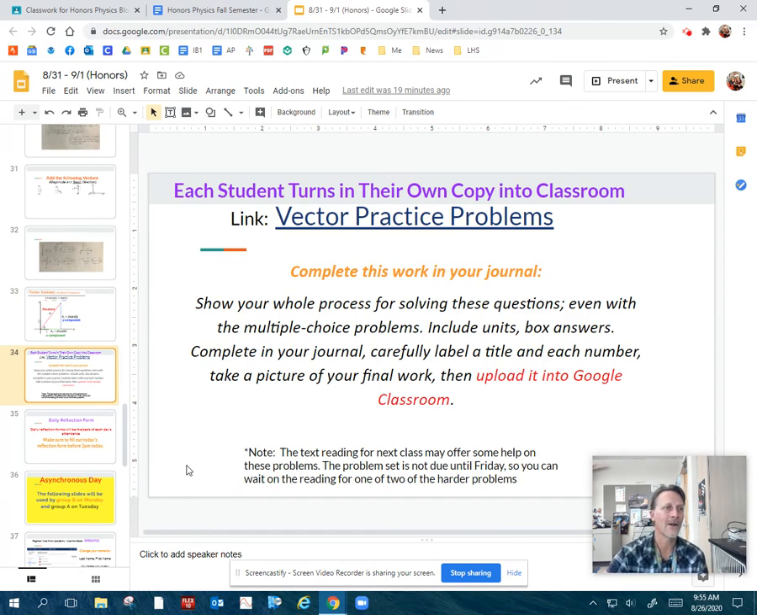I want you guys to work on this. Now you can work with your partners to talk with each other and to figure out what's going on, but you should do your own vector practice problems. Each student turns in their own copy into Google Classroom. The way to do that is just do the work in your journal. Make sure you've got a title and you've labeled all the questions, and then upload those questions into Google Classroom in the spot that I provided.